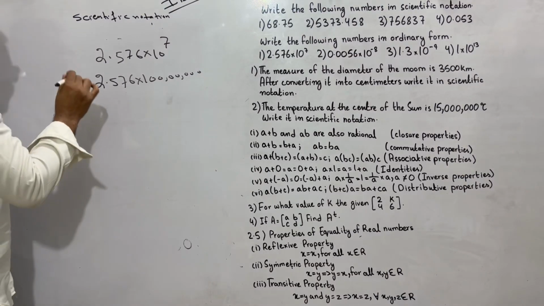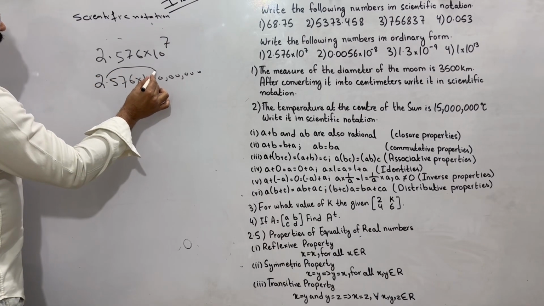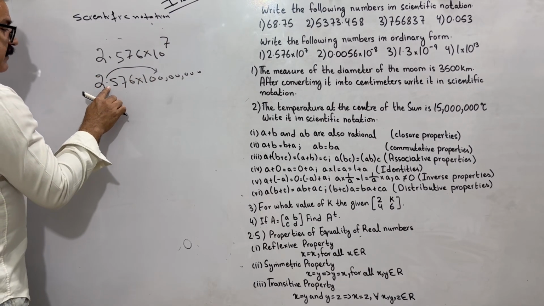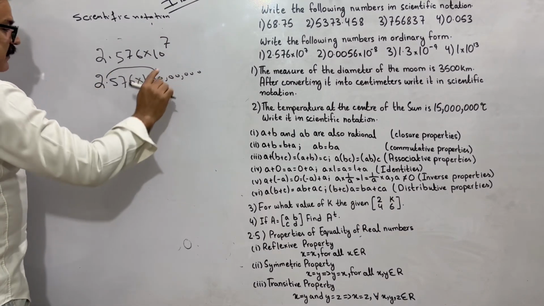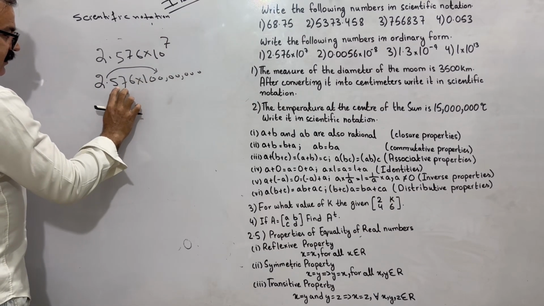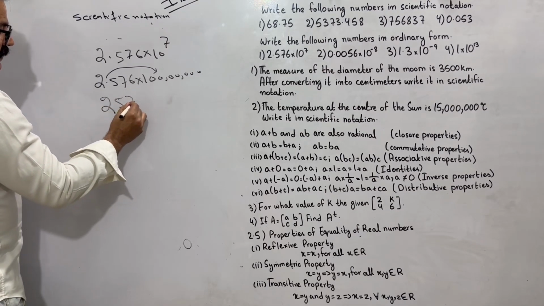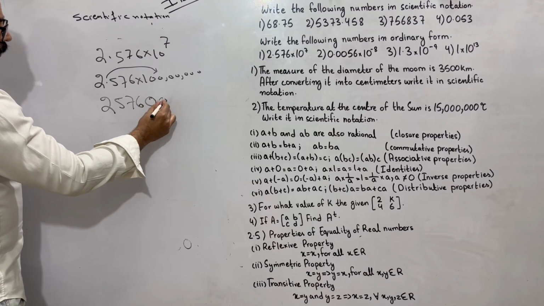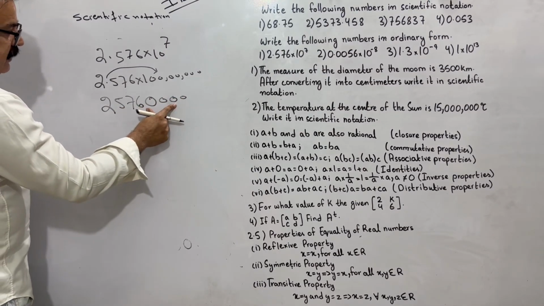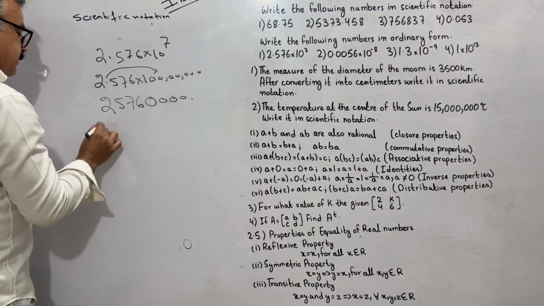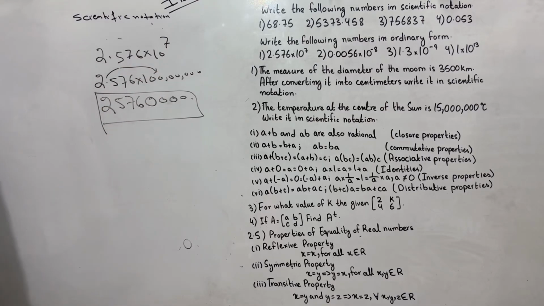If we multiply, our decimal travels 7 digits in that direction. Three digits are there, 4 we have to manage. 2, 5, 7, 6. How many digits? 3, and 4 more makes 7. This is the ordinary form of this scientific notation.